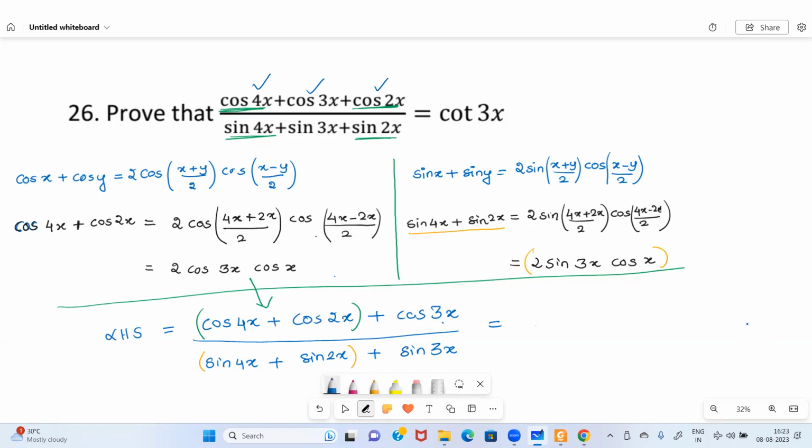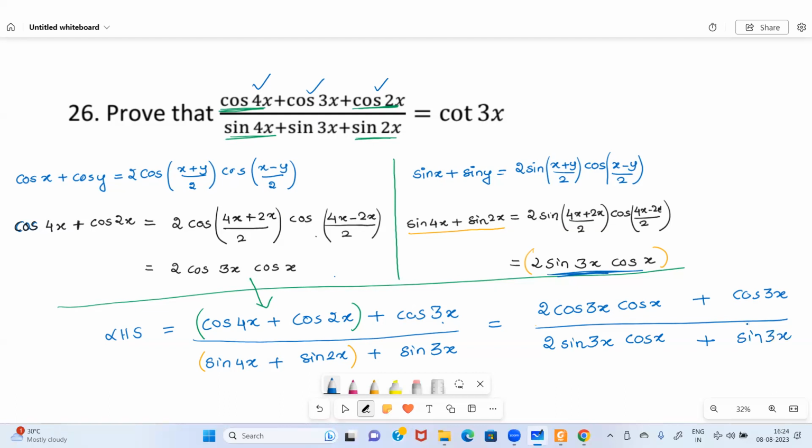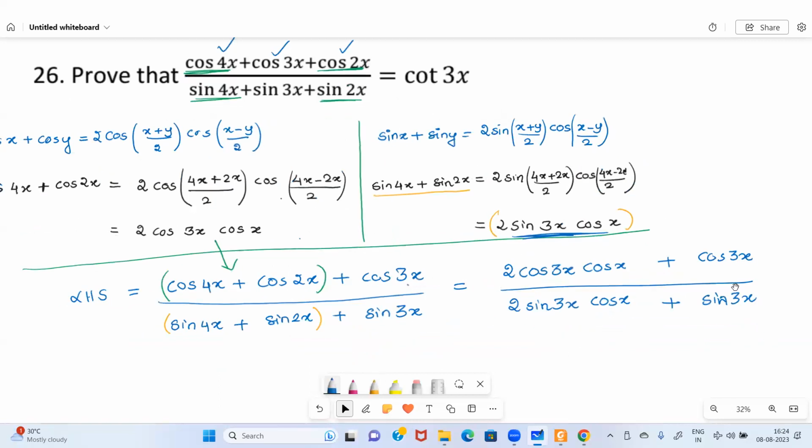So cos 4x plus cos 2x can be written as 2 cos 3x into cos x plus, what do I have left out? Cos 3x, divided by sin 4x plus sin 2x is 2 sin 3x into cos x. Correct, students? Plus, what is here? Sin 3x. Clear? Now you can see we are just a step away from our required answer.